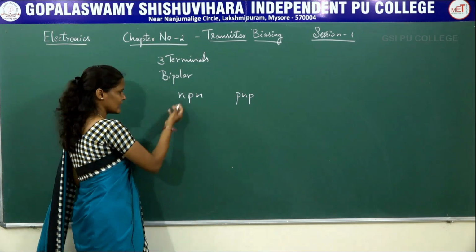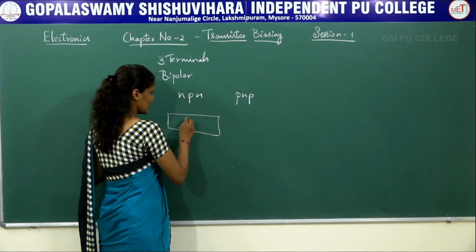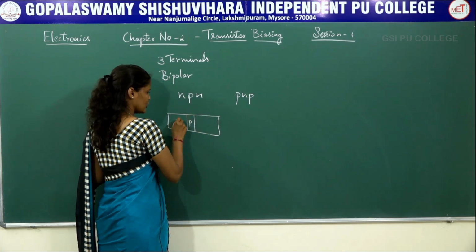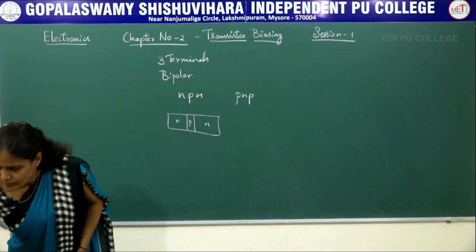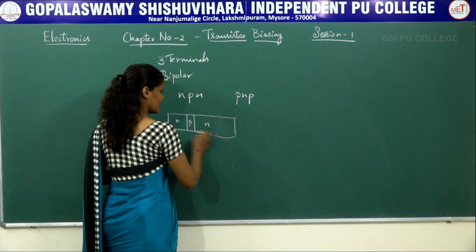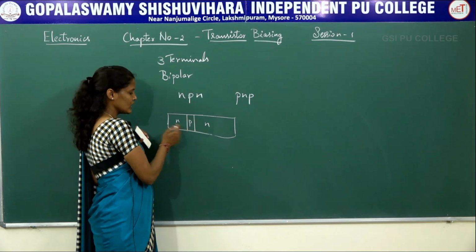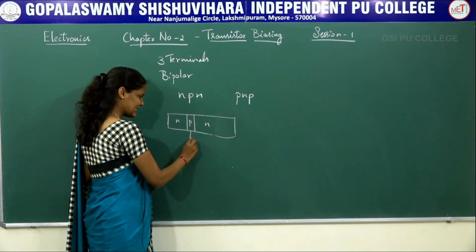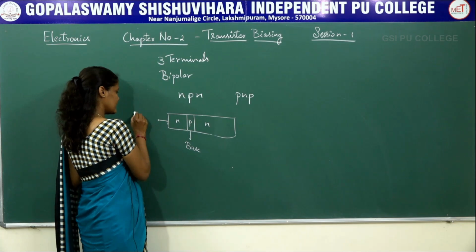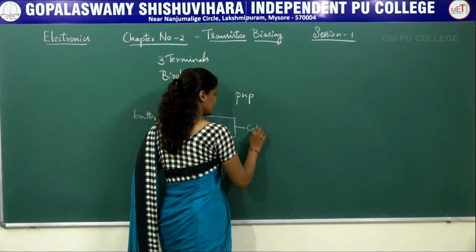Coming to the symbols of these transistors, before that let me draw this, where the P region is sandwiched between 2 N regions. If you look at this diagram, the P region is very small compared to these 2 N regions. This terminal is called the base terminal. This terminal is called the emitter, and this is called the collector.